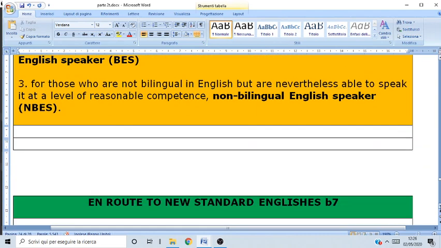And finally, there are non-bilingual English speakers, NBES, those who have their own mother tongue, and also speak English at a reasonable level. Okay, they're not perfect, but they speak it. In that case, she defines them as NBESs. The whole idea is going towards English as a lingua franca that does not belong to a specific community, to a specific ethnic group.